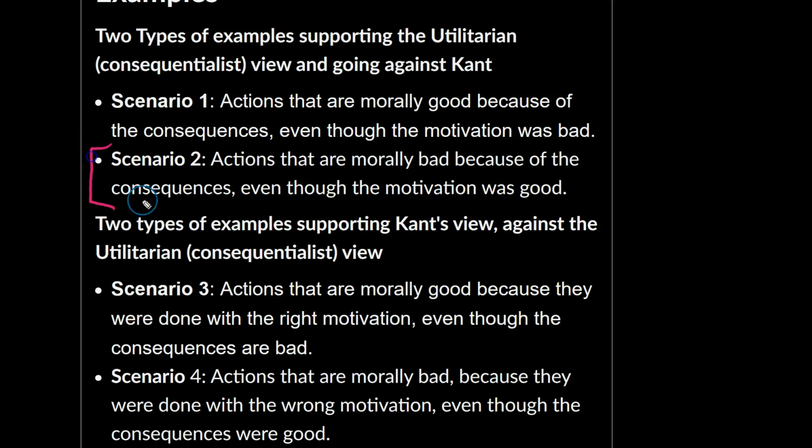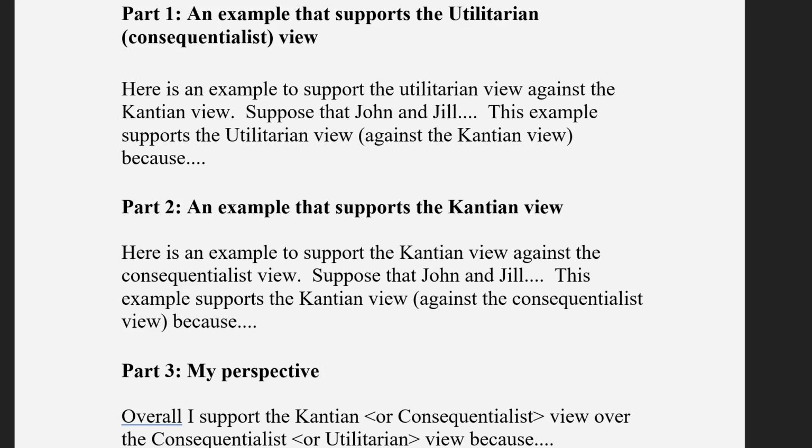If instead you chose this kind of scenario, then you would say the reason why we want to say that this example is an example of someone acting morally bad, even though their motivation was good, is... Then it will be similar considerations for part 2.